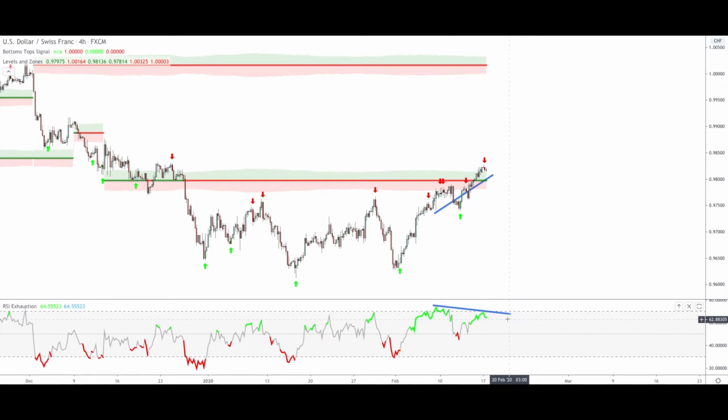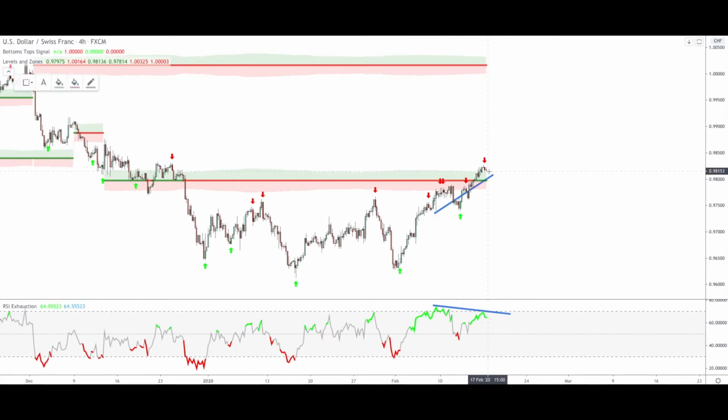The second rule is to have the RSI to be exhausted. We use the RSI Exhaustion, which is another indicator of ours, and it is right now exhausted. The last rule, the third rule to have a setup, is to have a top, and we actually have a top. So we can place our sell order.